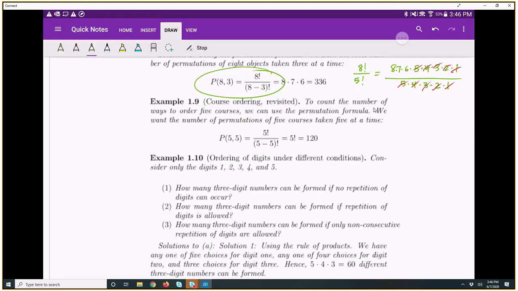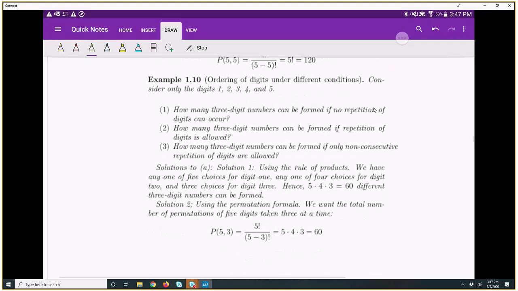Revisiting the previous example of ordering the courses, to count the number of ways to order 5 courses, we could still use the permutation formula. We want to know the number of permutations of 5 courses, taken 5 at a time. So plugging into our formula, that would be 5 factorial divided by 5 minus 5 factorial, which is 5 factorial over 0 factorial, or 5 factorial over 1, which is 5 factorial.